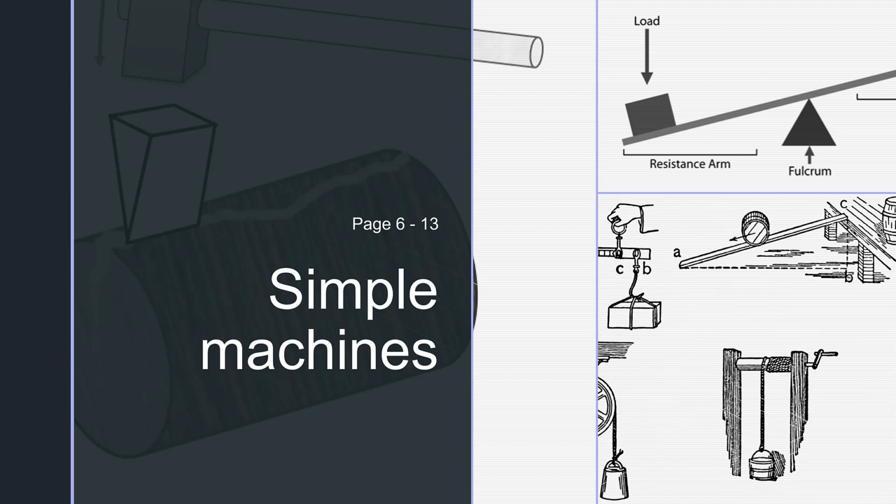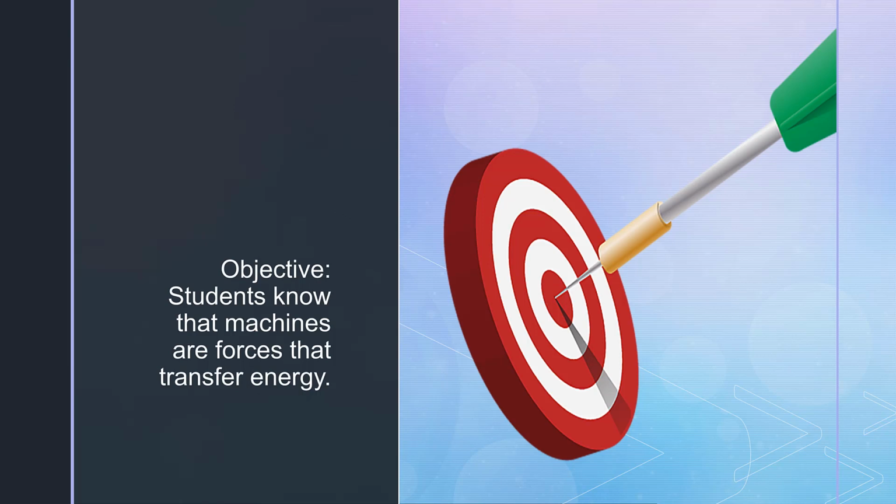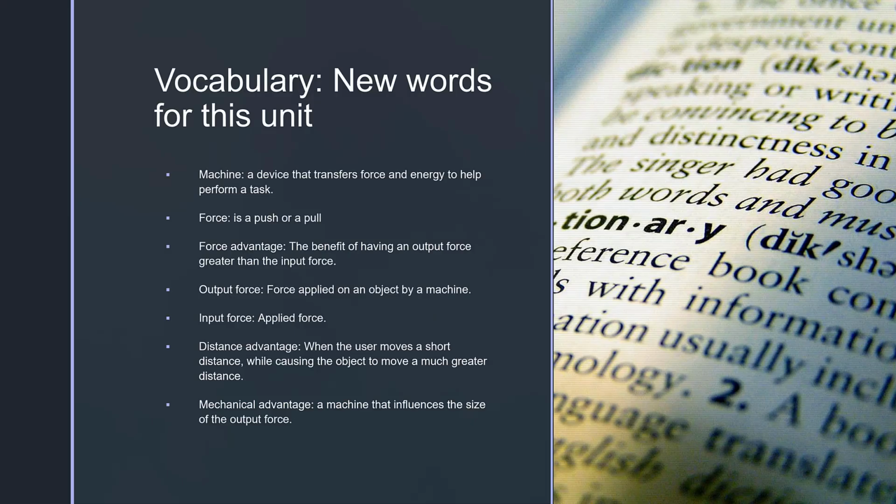This is our first science lesson from home, and it's basically a review of some of the things we've already covered in class. In your science textbooks, this corresponds with pages 6 to 13, and we're talking about simple machines. Our goal here is for you to know that machines are forces that transfer energy. We already know that. That's covered in the textbook. And we've talked about what a good machine is. A good machine puts out more output than the input. We'll talk about that a little later in this slideshow.